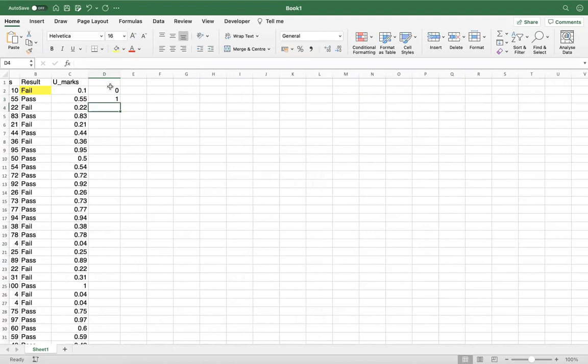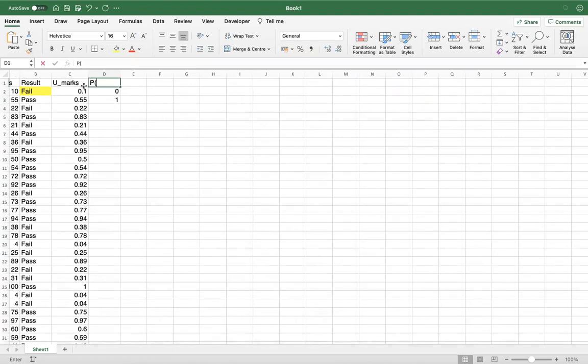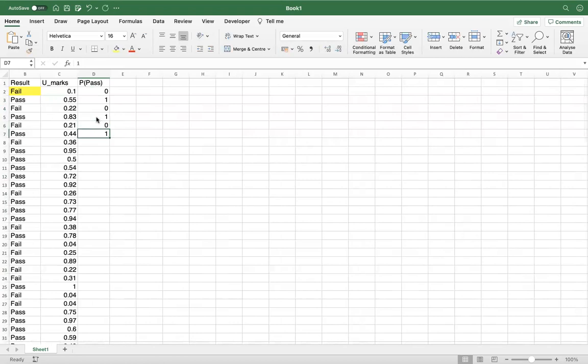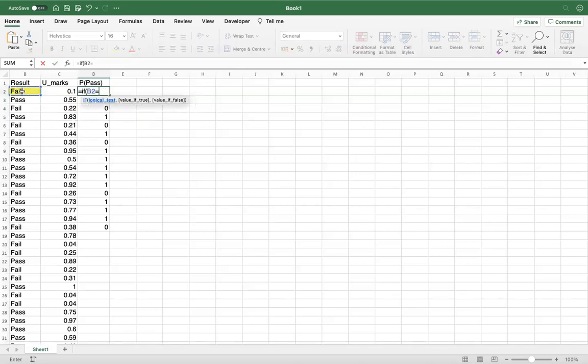So if I rename this column, result, as probability of passing, can I say wherever the student has failed, it will be 0, and wherever the student passed, it will be 1? Yes. Sorry, there it is wrong. And so on: 1, 1, 1, 1, 1, 0, 1, 1, 1, 0, and so on. We can keep on extending this. So simply I'll write: if this is equal to fail, then 0, else 1.